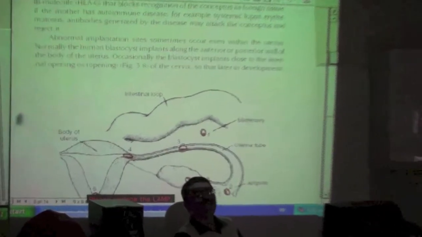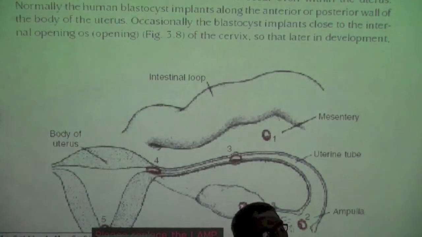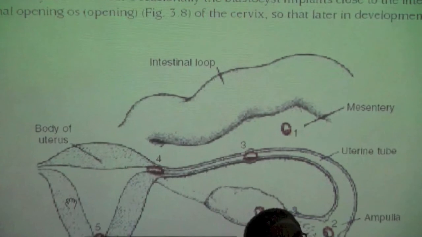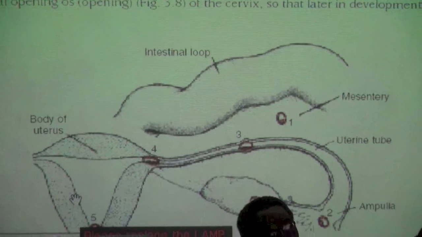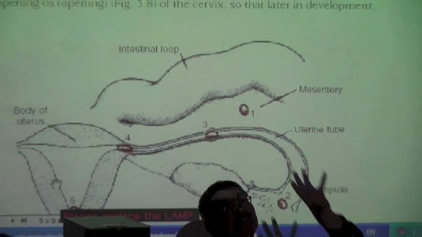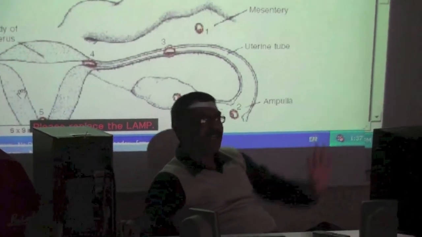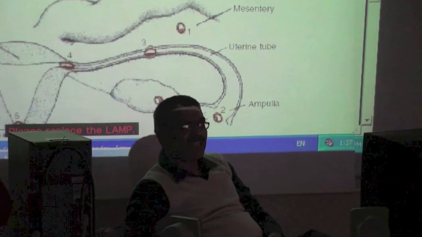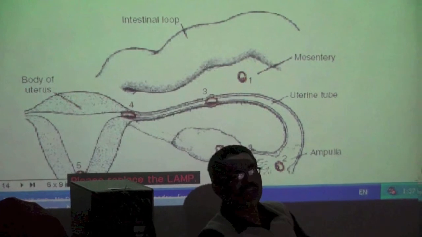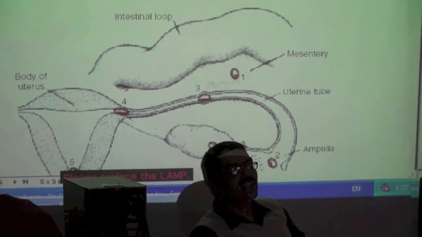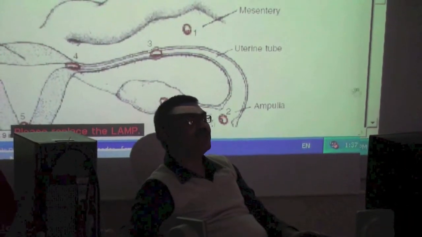Now you can see the sites of abnormal implantation. Implantation normally takes place in the uterus, in the upper part, on the right side, in the posterior wall. So, right superior quadrant and posteriorly. But it may occur anywhere, like in the inferior part, close to the cervix, within the fallopian tube, within the surface of the ovary, and even within the intestinal membrane called mesentery. So these are the common sites of ectopic pregnancy.